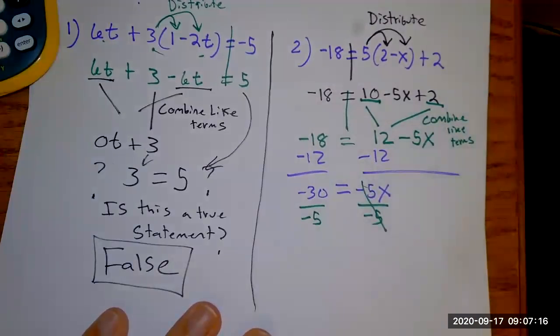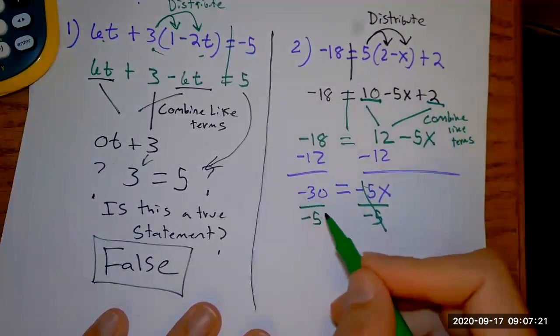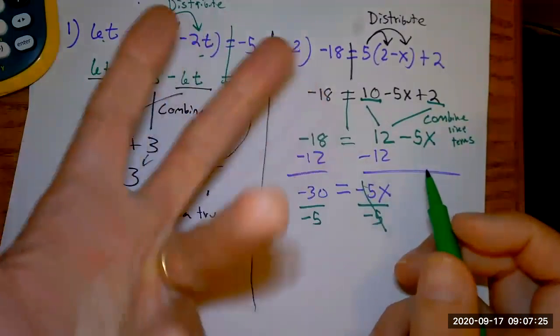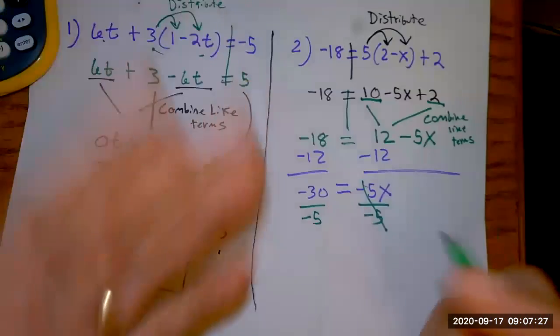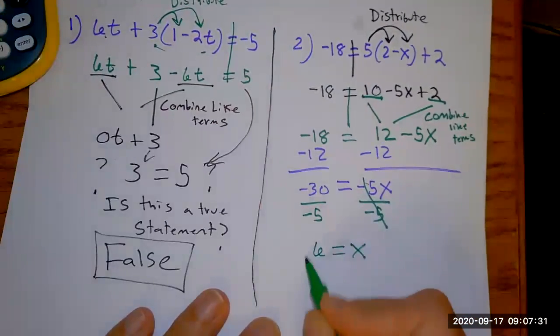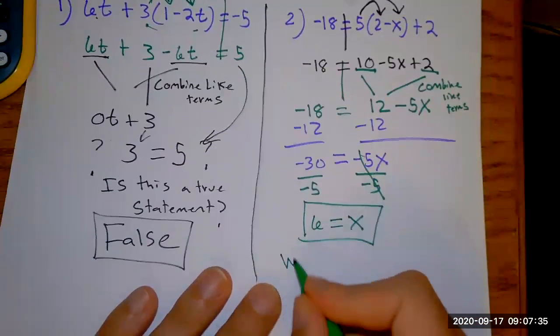All right. So a negative divided by a negative is going to be a positive, so I don't need to worry about that. 5 goes into 30. What do we have? 5, 10, 15, 20, 25, 30. So that's 6. So I'm going to get positive 6 equals x. And then this one, notice how we have a solution.